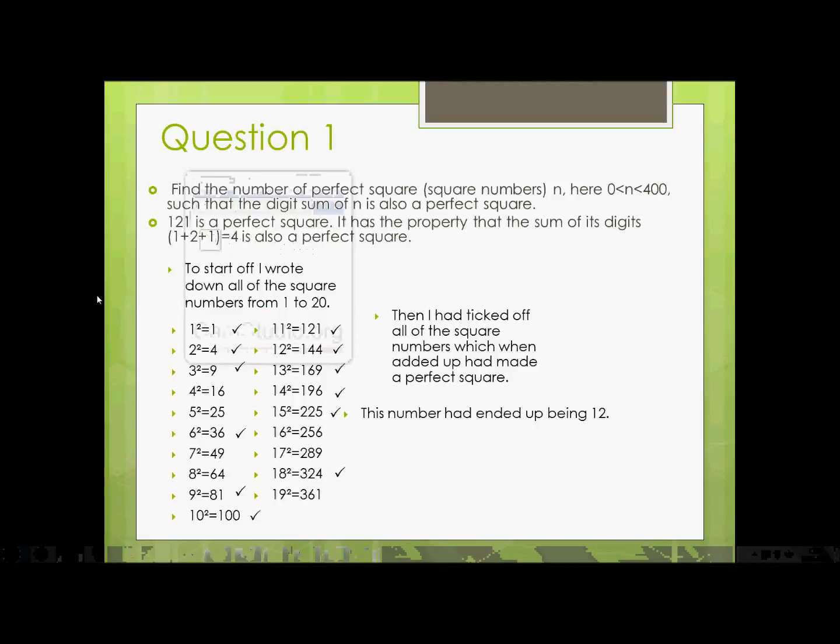Question 1. We have to find the number of perfect squares or square numbers n between 0 and 400, such that the digit sum of n is also a perfect square. For example, 121 is a perfect square, and it has the property that the sum of its digits is 4, 1 plus 2 plus 1, and 4 is also a perfect square.